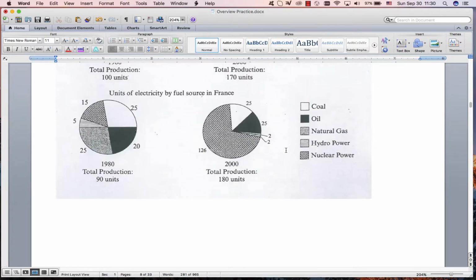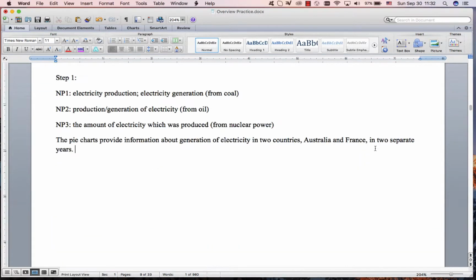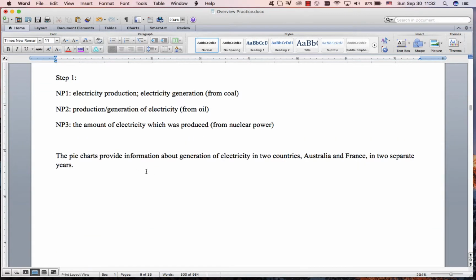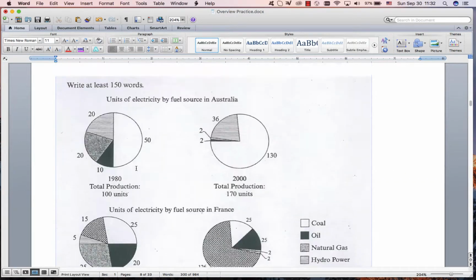So let's do that really quickly. The pie charts can't really paraphrase it. The pie charts indicate information about production of electricity by various sources of fuel in 2 countries in 1980 and 2000, something like that. All right, there's our paraphrase. Next, overview. Step 3, overview.